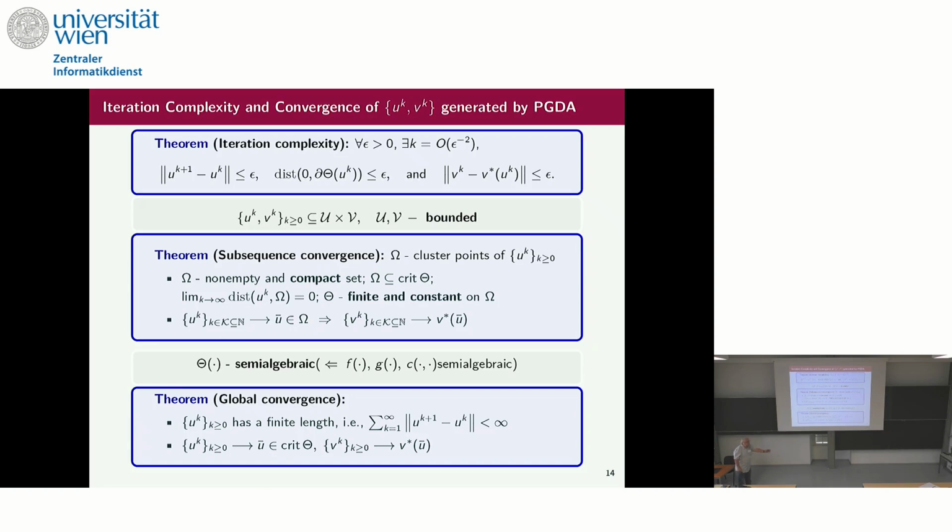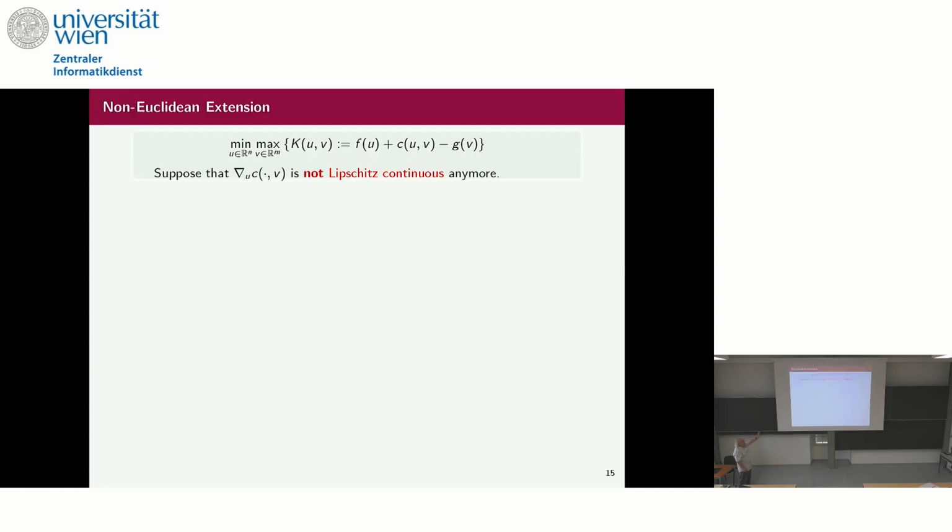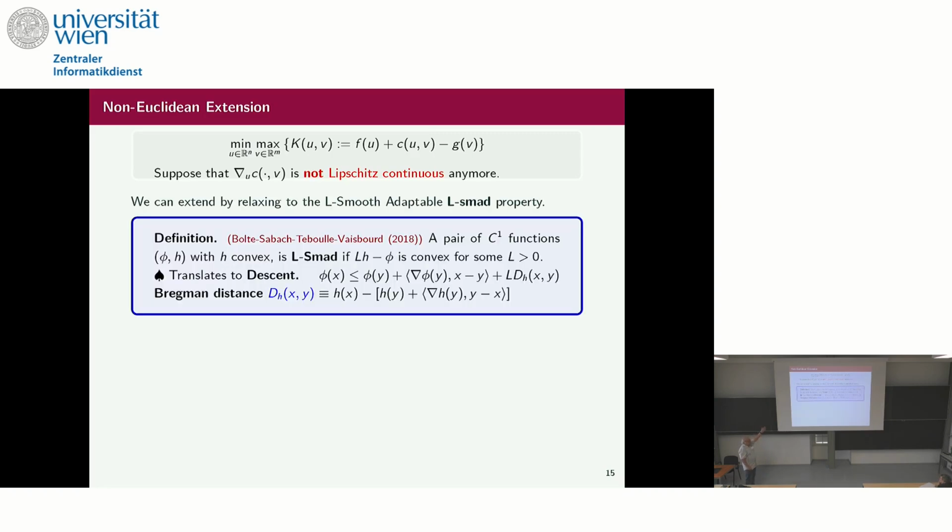Now we can go even beyond that. That's a third paper, but that's still in the same paper. We can extend all this for free. I exaggerate a bit when I say for free, but let's say it's more or less. So what do I mean? We can go to a non-Euclidean extension of that, and we are supposing here that the gradient of U is no longer Lipschitz continuous. Then we can adopt the L-smad, what is called smooth adaptability, which essentially asks for the existence of a kernel H so that the difference of these two is convex. This translates to an extended descent lemma.